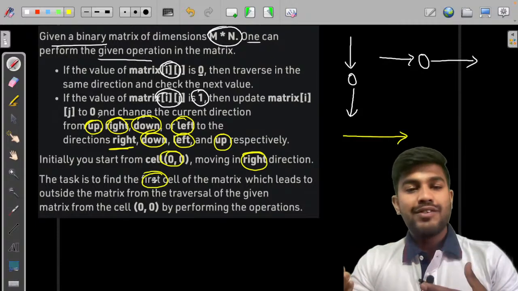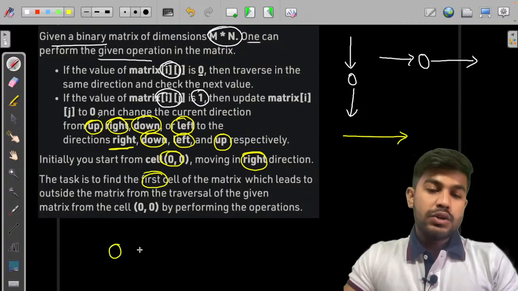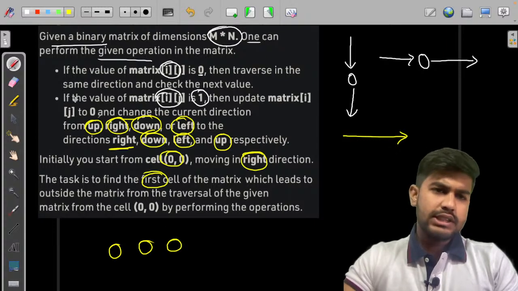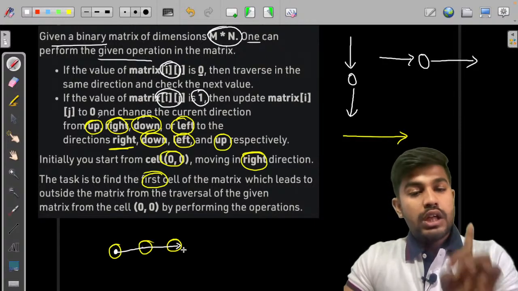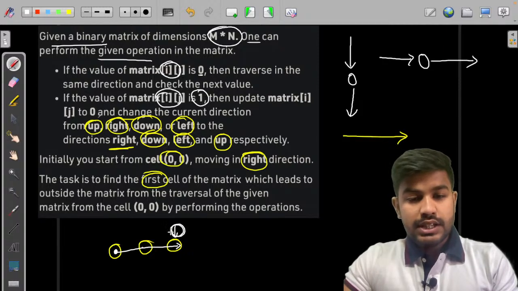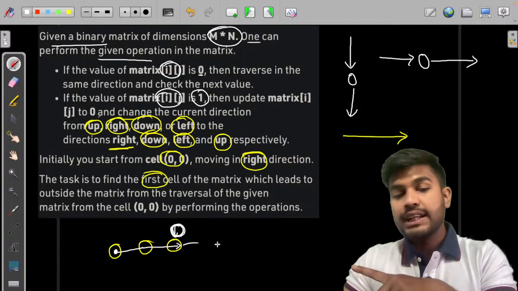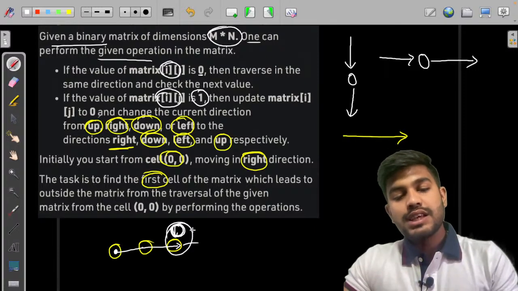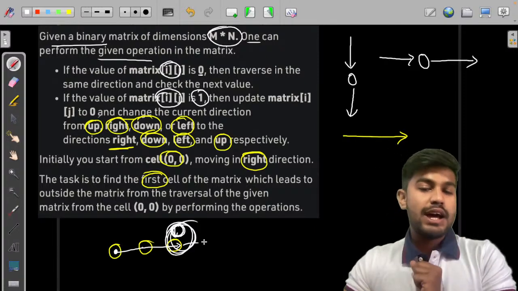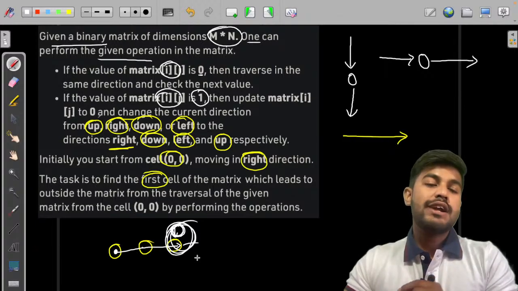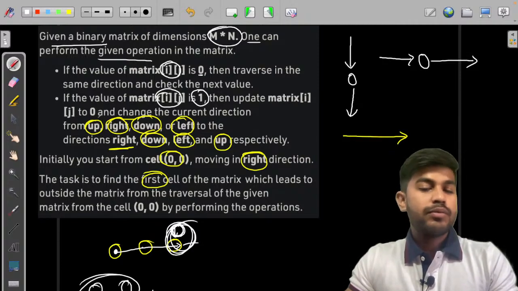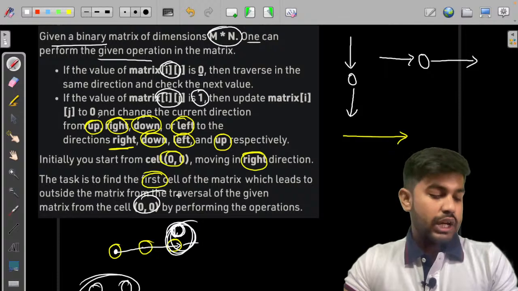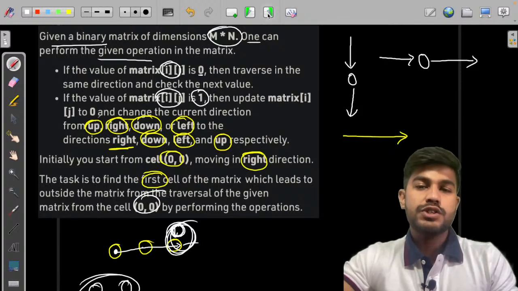Okay, so you would be given a set of instructions. Suppose this is the matrix with 0, 0 and 0. So you would start at this point, then you would keep moving this side, then you would keep moving this side. Okay, this is the first cell which is leading me outside the matrix. So we would say that this address is our answer. Now the next thing to note here is that we don't need to consider 1 indexing. Everything is 0 indexing here. We know that, still I am mentioning it so that I don't create any further confusion.